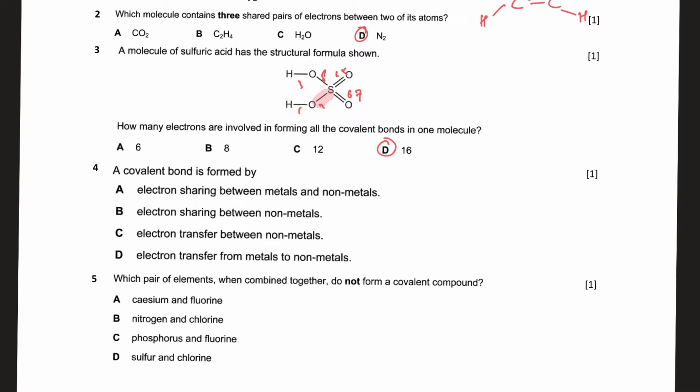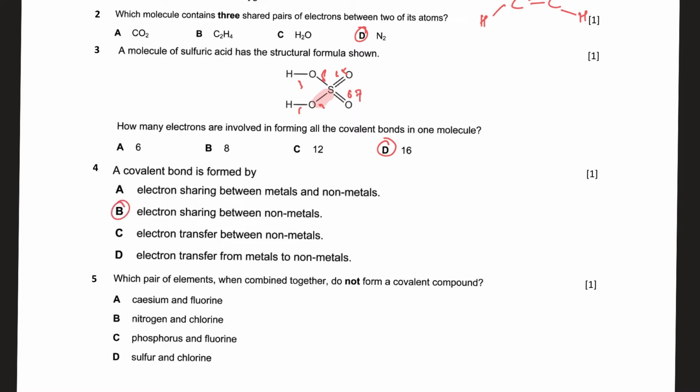Question number 4 says a covalent bond is formed by. So that is according to the definition of covalent bond, how it is formed is that it is electrons being shared between non-metals usually. So that is the case here, so we are going to pick B.